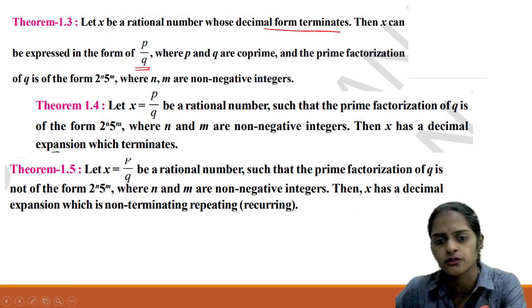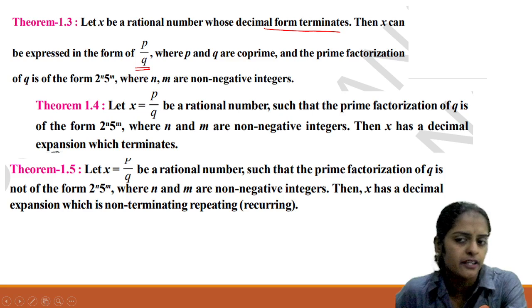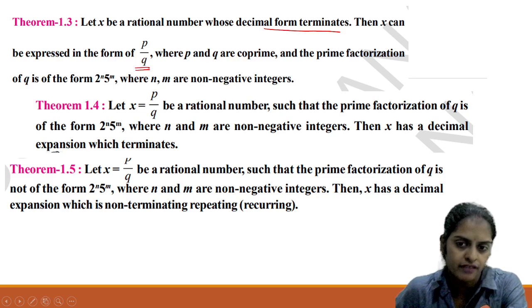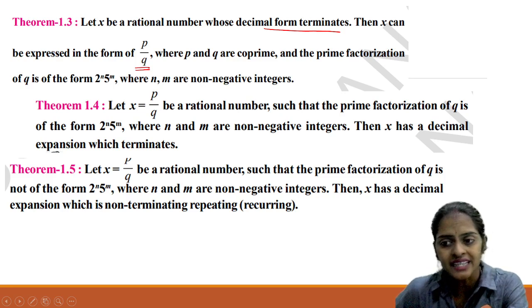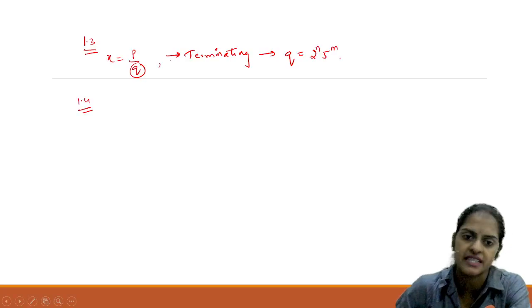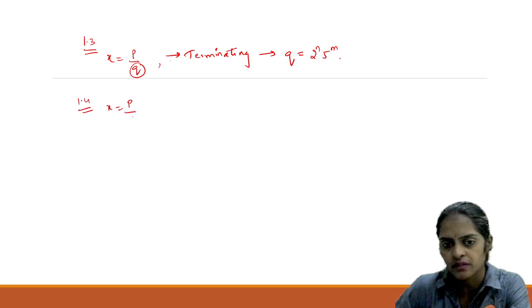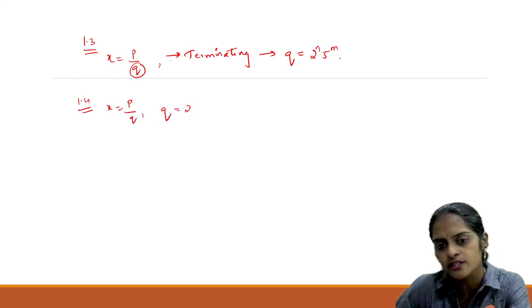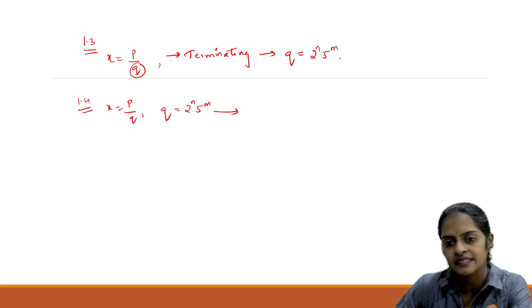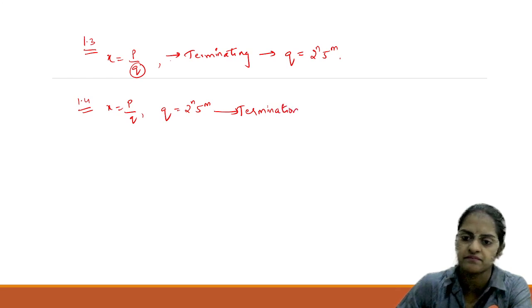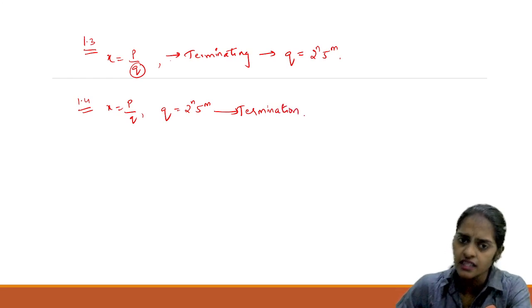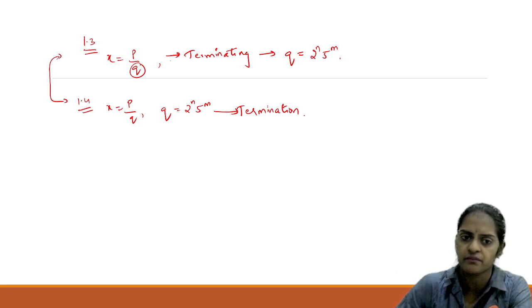Theorem 1.4 tells you if x equal to p by q is a rational number, and if q is of the form 2 power n and 5 power m, then it will have a decimal expansion which terminates. So here they are telling you that if x is a rational number, and if q is 2 power n, 5 power m, then it will give you a terminating decimal expansion. Okay, these two are the reverse of each other.